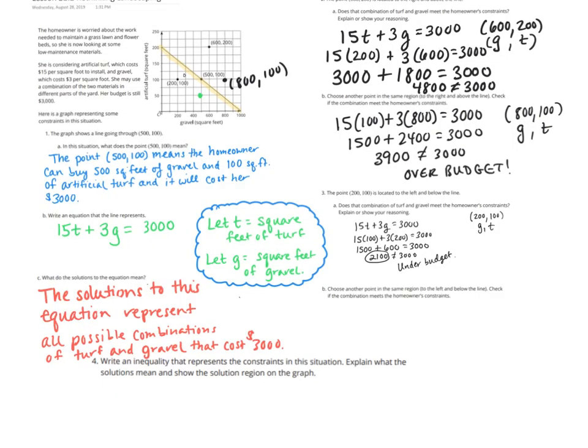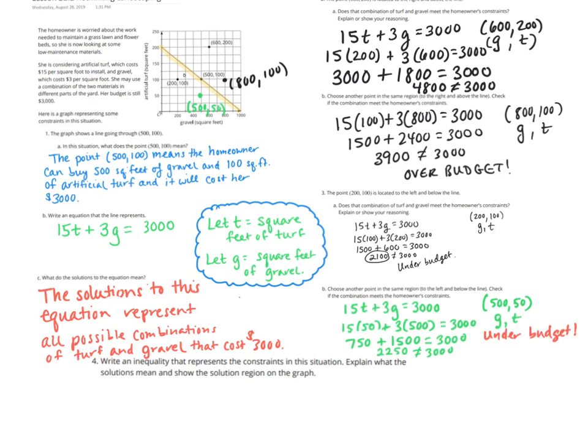Choose another point in the same region to the left and below the line. Check if the combination meets the homeowner's constraints. All right, so I'm just going to pick a random one over here, 550. So we're going to do the same thing, 550. All right, go ahead and work that out and make a decision about whether you think we're going to be under or over budget. All right, in this case, we find that this combination of gravel and turf will still be under budget.